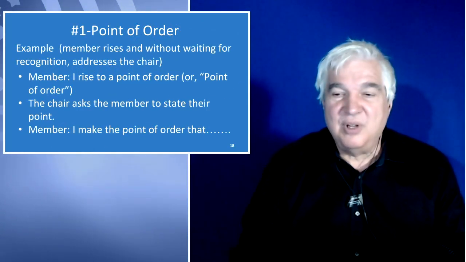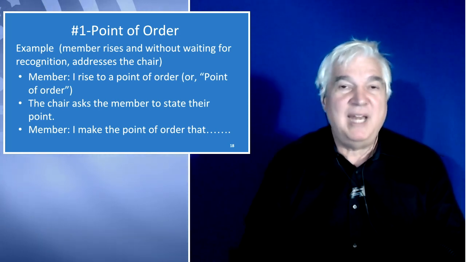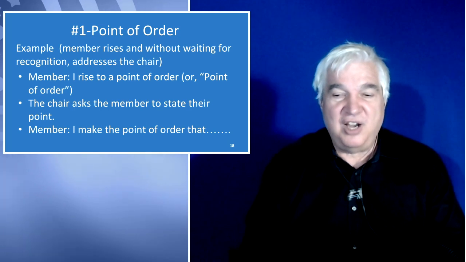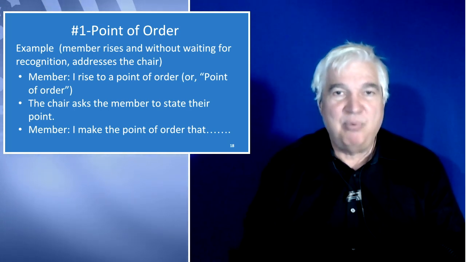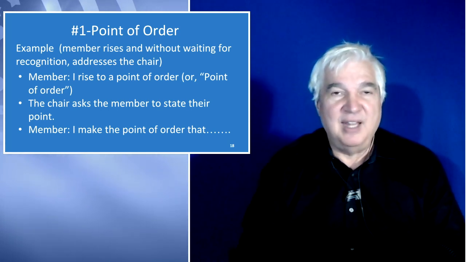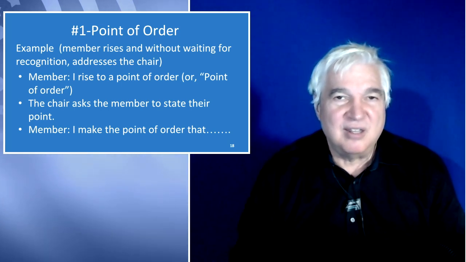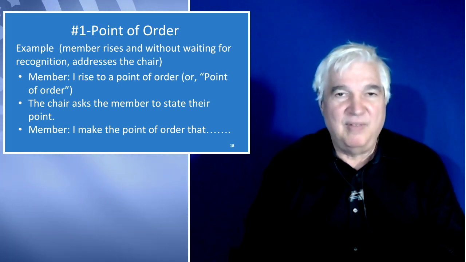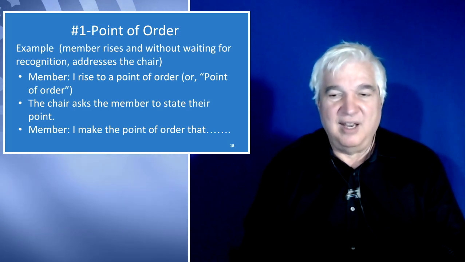And the final slide on this one, an example of how to do it, is really simple. A member rises and, without waiting for recognition, addresses the chair and says, "I rise to a point of order," or more simply, people just say, "Point of order." And the chair asks the member to state their point. And then the member says, "I make the point of order that the previous motion made is undebatable. The debate needs to stop," or whatever the issue is that they are objecting to.